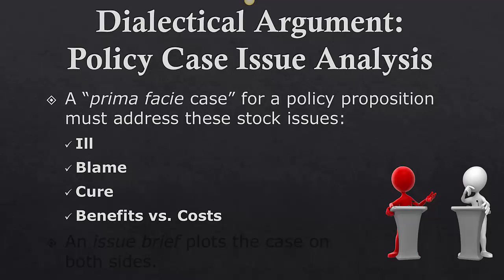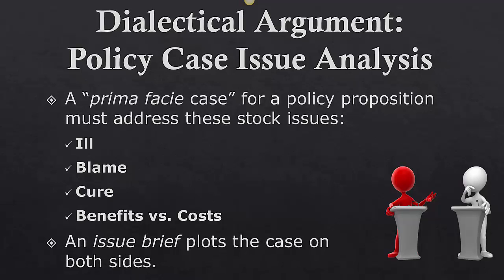Because if the affirmative side, if the advocate for change doesn't prevail in the debate on each of these four stock issues, then they have not fulfilled the audience expectations to overcome presumption, and the policy change isn't justified. And so once you engage in this analysis, you're able to construct an issue brief that plots out the major arguments you're going to make on both sides of the case regarding each of these stock issues.